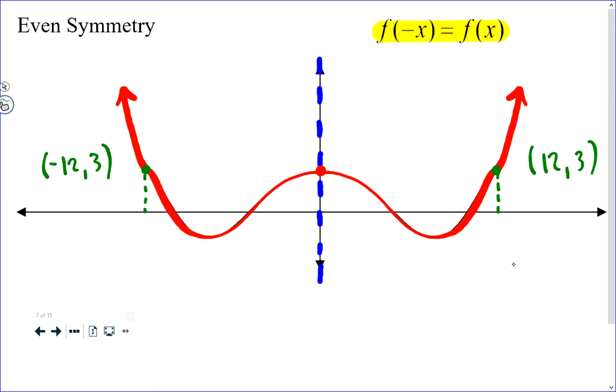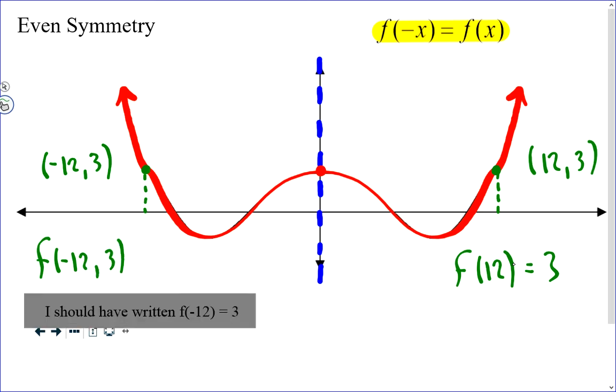Okay, so let's compare those ordered pairs to the statement f of negative x equals f of x. I know that f of 12 is equal to 3, and I know over here that f of negative 12 is also equal to 3. All this statement is saying is when you change the value of x by multiplying it by -1, you get the same y coordinate. I could pick some other points here to drive the point home.